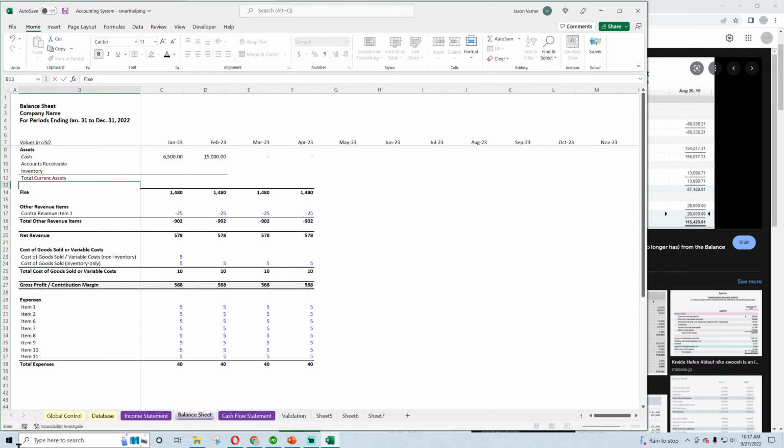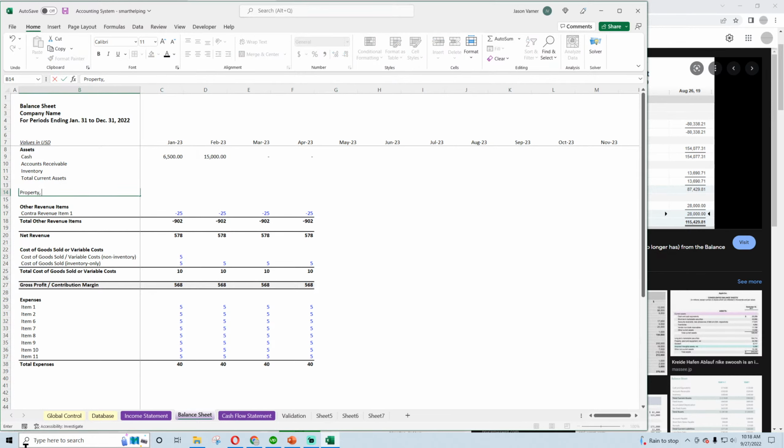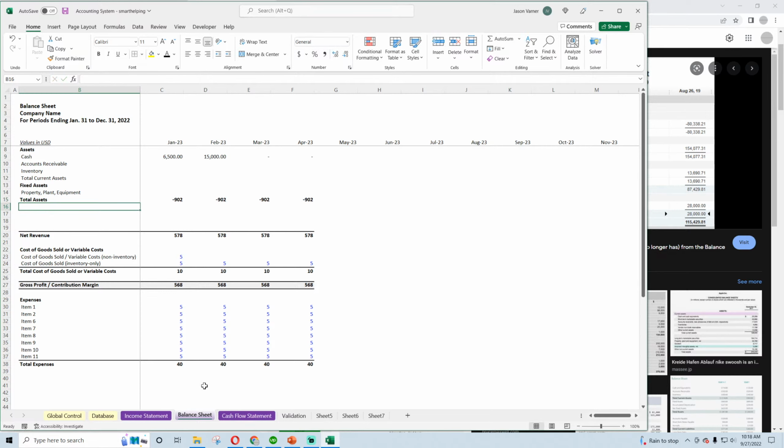And then we have fixed assets, and then we'll put, clear this. Let me just take out all these grid lines for now. So we'll have property, plant, equipment all in one row. And then down here, we can just do total assets. Okay, so there's everything we're going to need for that, and then we'll do a thick bottom border here.